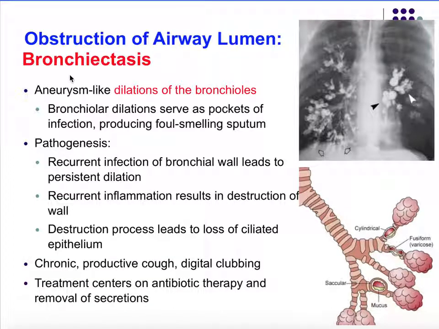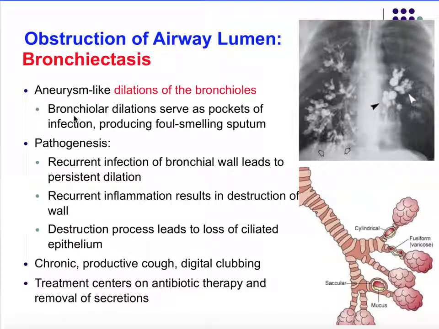Okay, the next airway issue is bronchiectasis. So bronchiectasis is like having an aneurysm, but instead of in your blood vessels, it's in your airway. So if you recall, an aneurysm is like a dilation. So that's the same thing here. So it's a dilation, but instead of in your blood vessels, it's in your bronchioles. And you can kind of see that little big bubble.